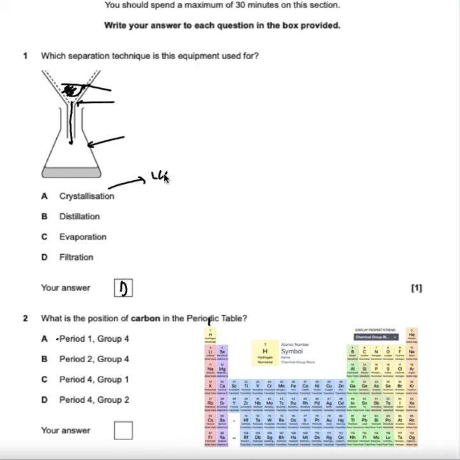Crystallization will involve ice or cold water, so the aim here is to decrease the temperature. Distillation is a much more complicated looking apparatus, so it will not look as simple as this. Evaporation will include heat, so you increase the temperature, and filtration looks like this.